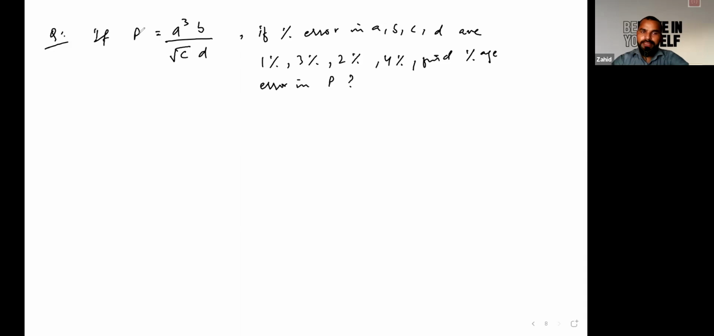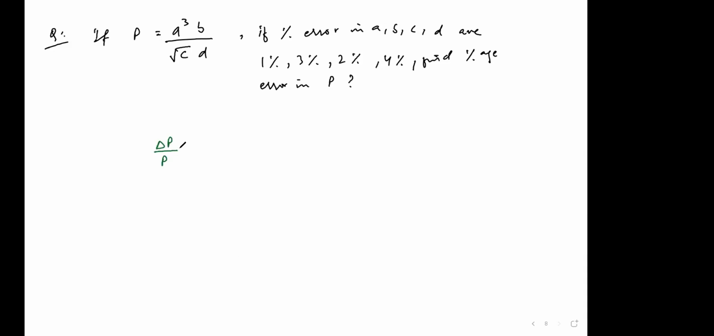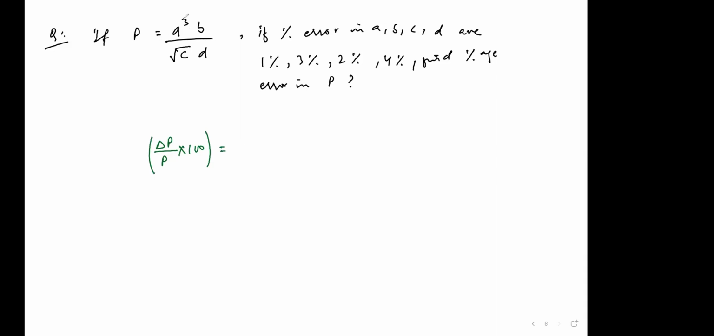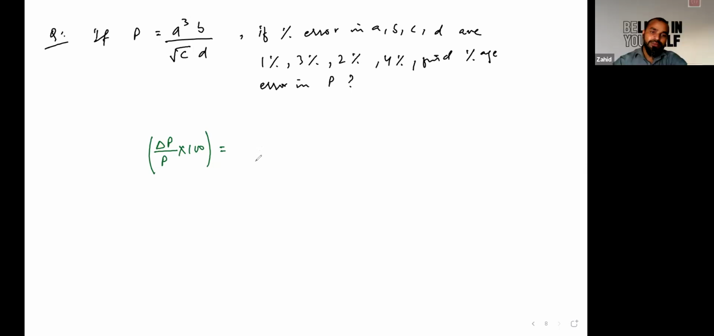We have P as a quantity which depends upon four different parameters A, B, C, and D. So by the rule of exponents, we can say the error in P is delta P over P. If you multiply this term by 100, it will give you the percentage error in P. Similarly, we have A and the exponent is 3. So by the rule of exponents, just multiply the exponent through as the coefficient. So it will be delta A over A times 100.